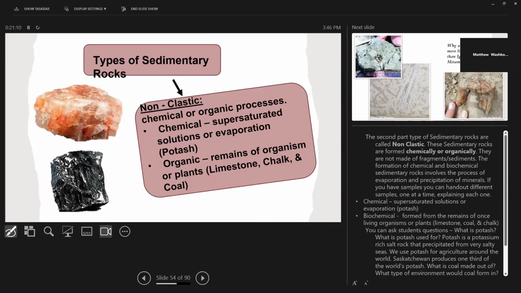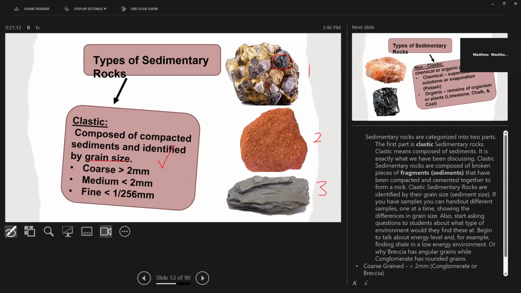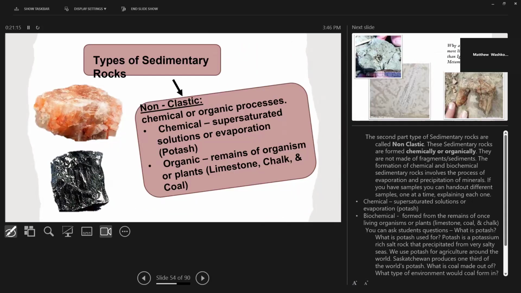You also have non-clastic. So clastic are composed of compacted sediments and identified by grain size. Non-clastic are chemical or organic processes. Hey, what's this? That's our lovely potash there, right? There's our lovely potash. Now, even though potash, in fact, let me do my video here. The giant thing of potash here.